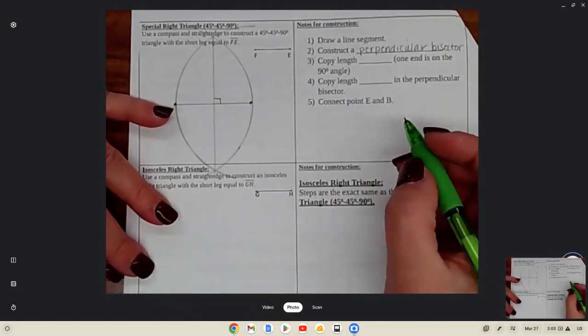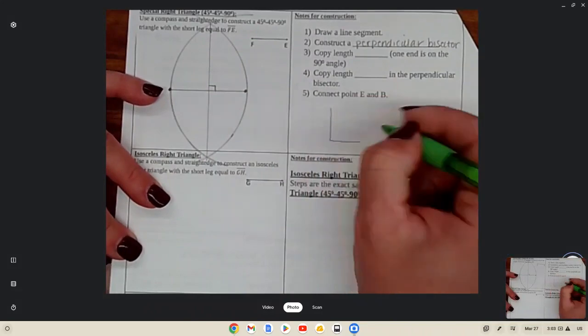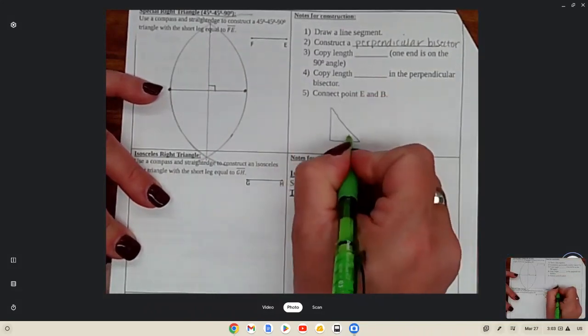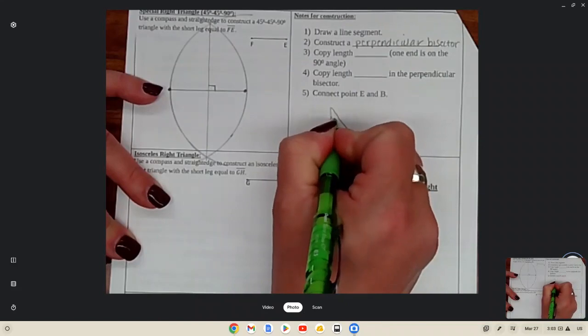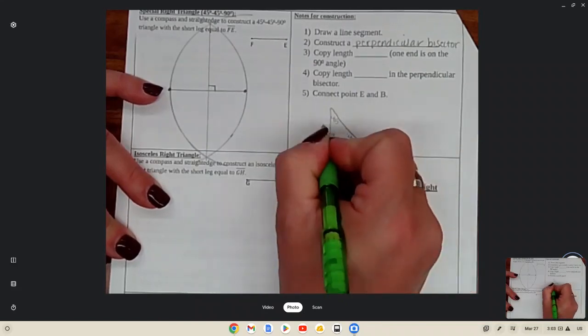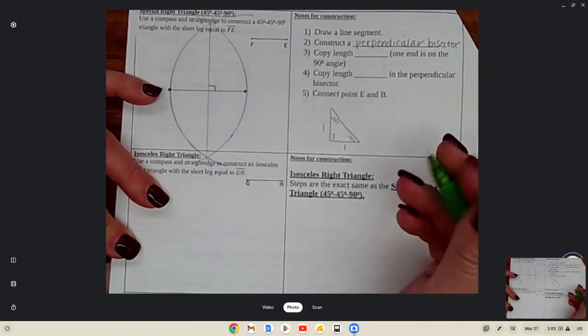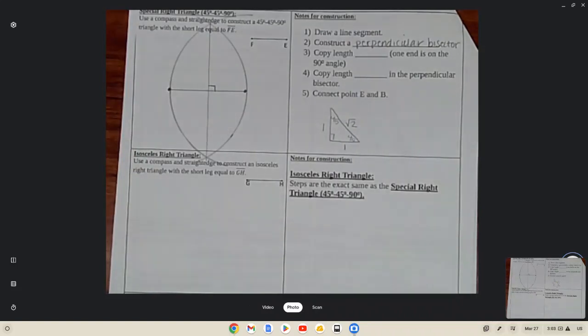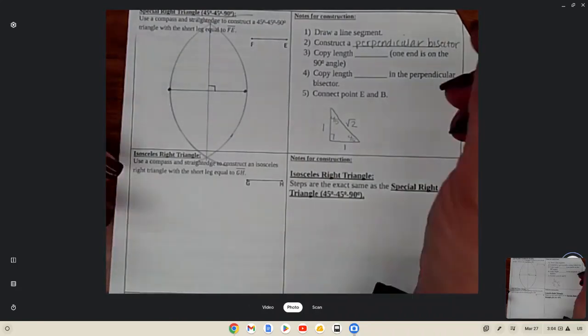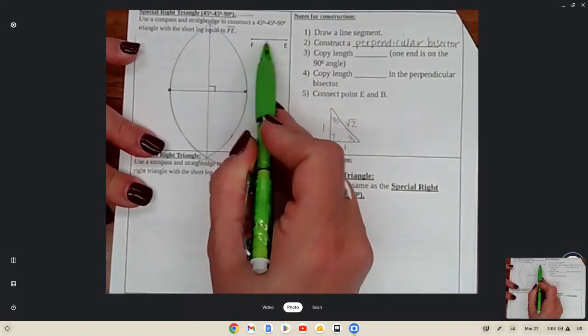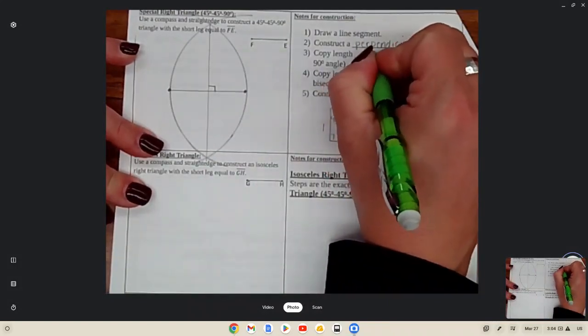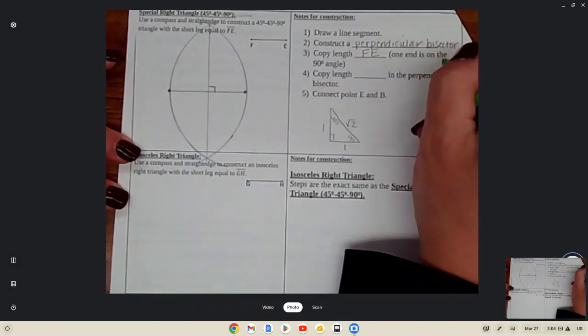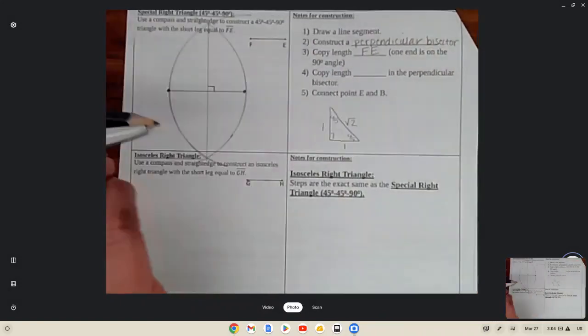All right, so again, just to review, 45, 45, 90. The relationships among those sides. Remember that the two legs would be like one unit, whatever that unit is. The hypotenuse is that times the square root of 2. So if we're using 1, well, that would just be 1 times the square root of 2, right? Okay, so our unit this time is FE, okay? So we're going to copy the length of FE with one end on the 90-degree angle, okay?